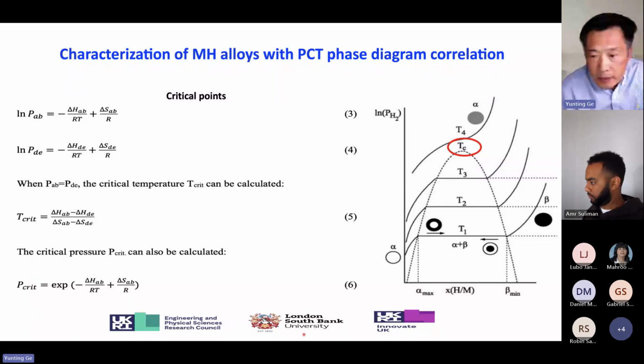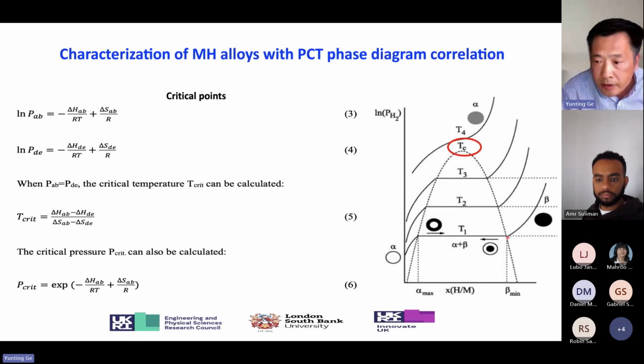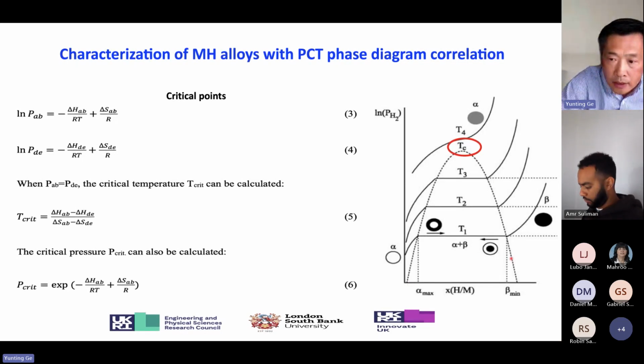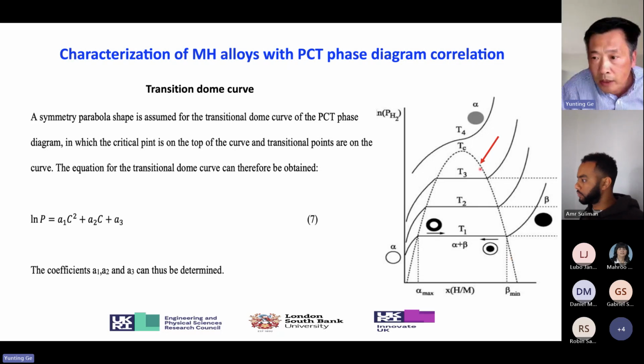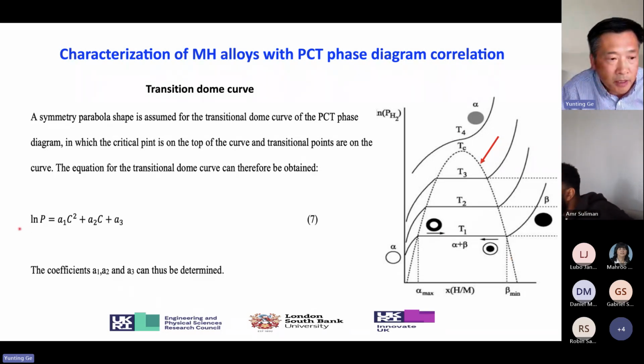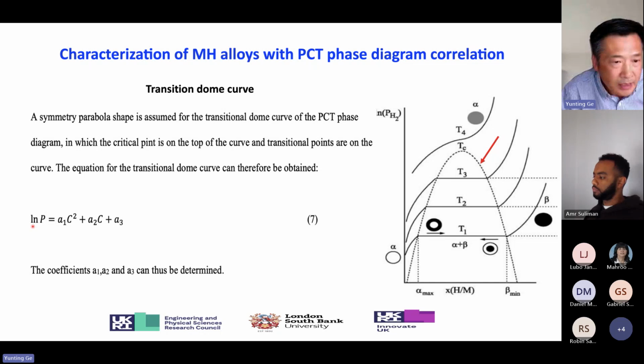And you see on another side, there's a dome curve here. So we also need to characterize that. What we do for this dome curve is simplify it into this dome curve, and we use this formula to model it. There are three coefficients, A1, A2 and A3, which we will correlate by comparing with the measurement result.